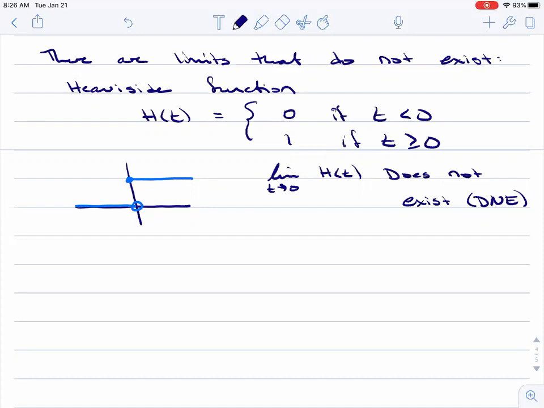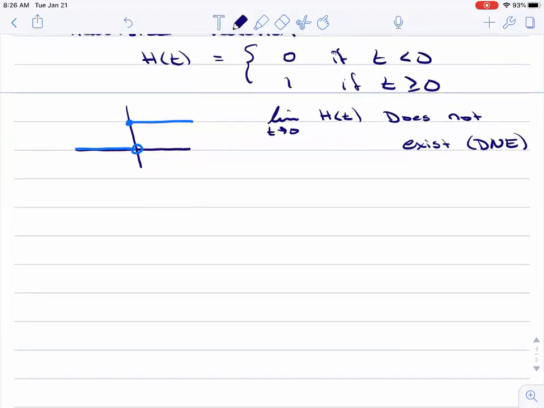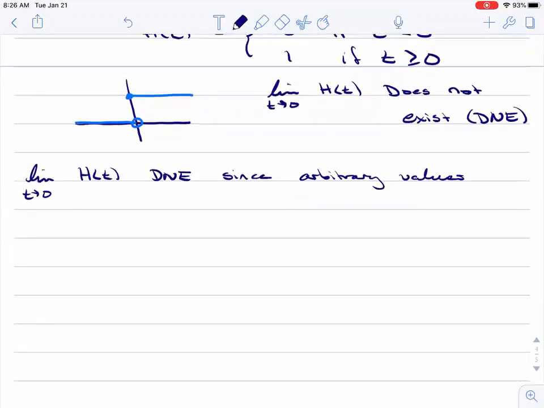And so from here, we're going to start talking about left-hand limits and right-hand limits. But let's have a look at another one. So here I'll just explain the limit as t approaches 0 of h of t does not exist since arbitrary values close to t equals 0 yield two different results.